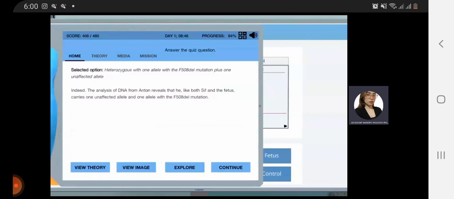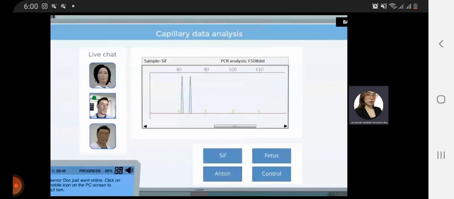Indeed, the analysis of DNA from Anton reveals that he, like both SIF and the fetus, carries one unaffected allele and one allele with the F508del mutation. The senior doc just went online. Click on the middle icon on the PC screen to contact him.